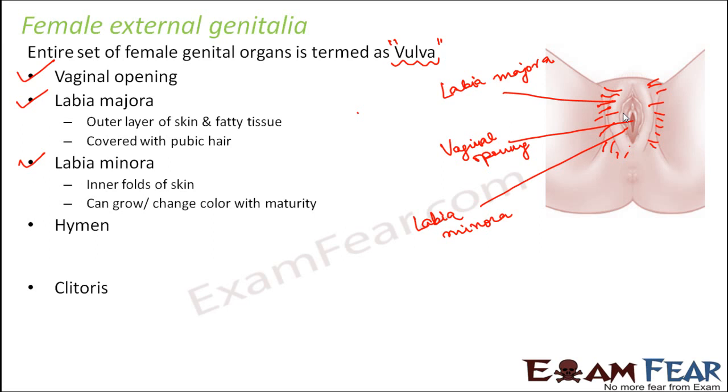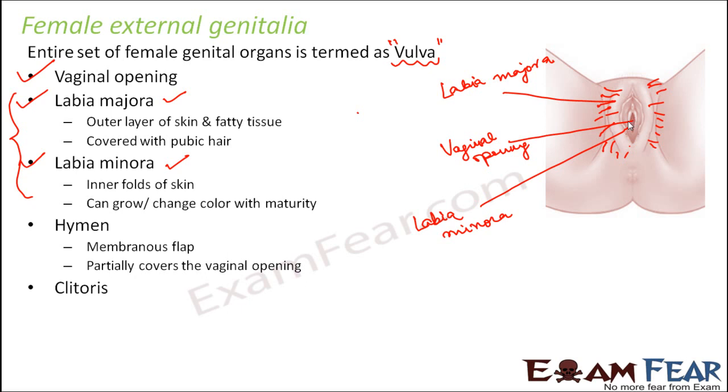So both of them are labia because both of them are folds of skin which surround the vagina. So majora is the outer layer and minora is the inner layer. So there is one difference between the two. Next is the hymen. So what is hymen? It is a membranous flap. It is a flap-like structure which partially covers the vaginal opening. So this vaginal opening is partially covered by this membrane.